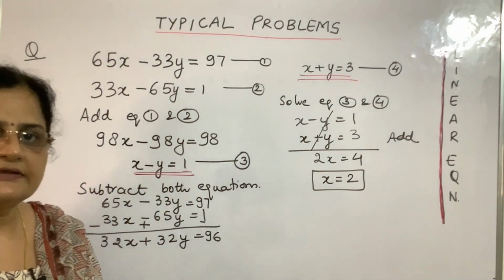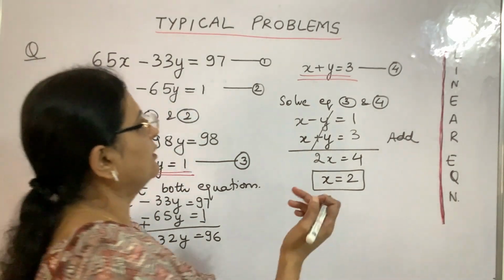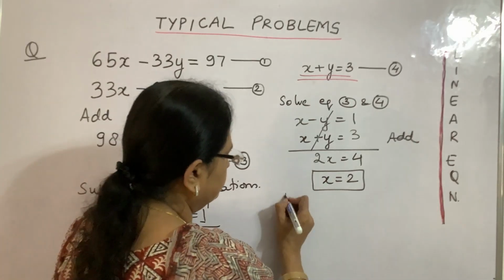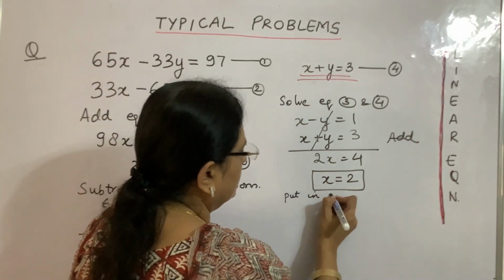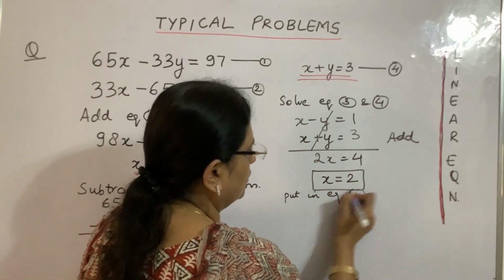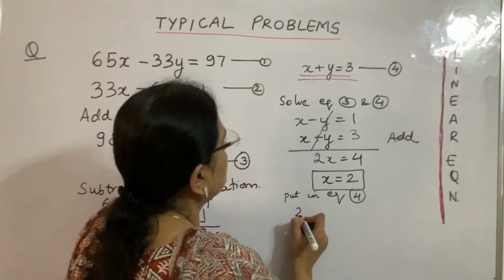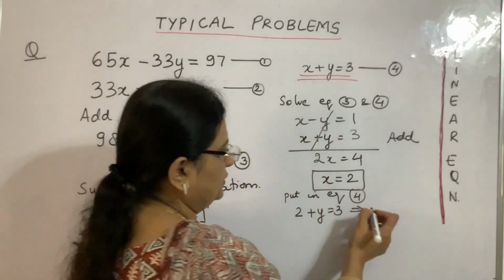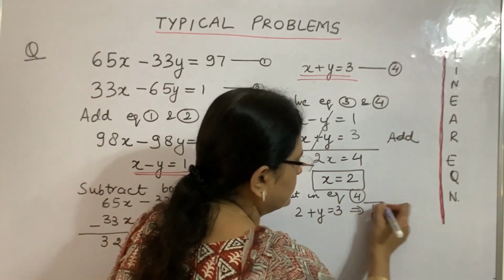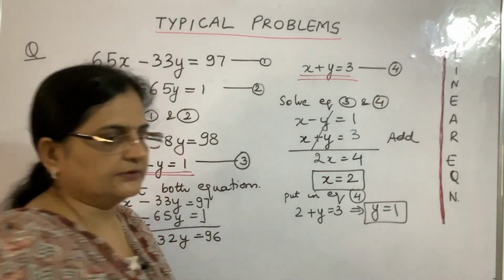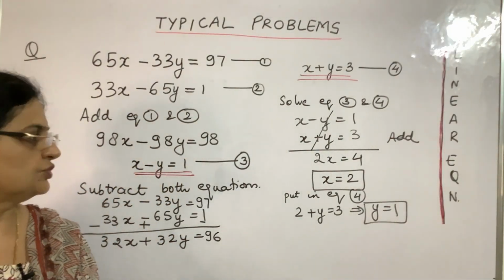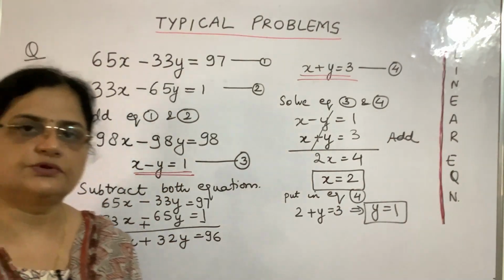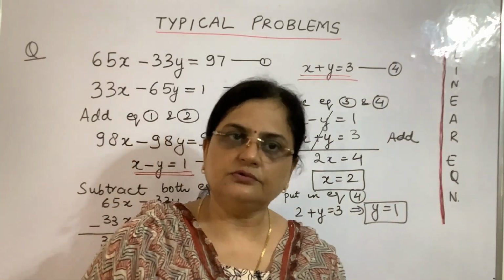Now you've got the answer, x is equal to 2. What about y? Let us put it in equation 4. So 2 plus y is equal to 3. Transpose it to the other side. So you get y is equal to 1. So you have got the answers, x is equal to 2 and y is equal to 1.